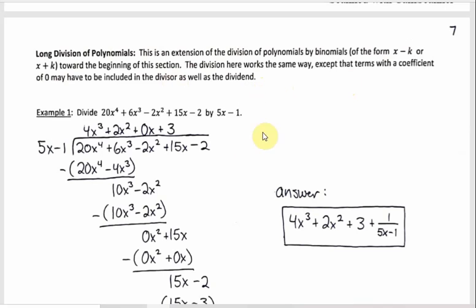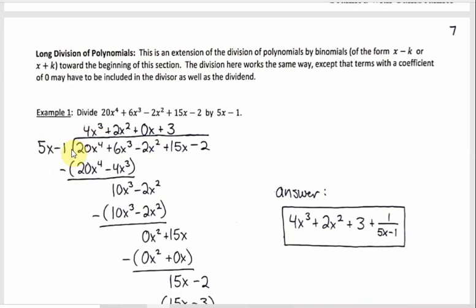But here, it basically works the same way it did before. Right? The dividend that we've got, it's got an x to the 4th, x cubed, x squared, x, constant, so we don't have to add in any terms of the coefficient of 0. And then it's still the same idea where you have to figure out, well, what do you have to multiply 5x by in order to get 20x to the 4th? Well, you need a 4 times 5 to get the 20. You need an x cubed times x to get the x to the 4th. So it's 4x cubed. And 4x cubed times 5x will give you 20x to the 4th.